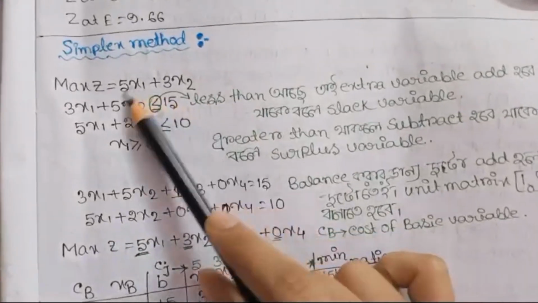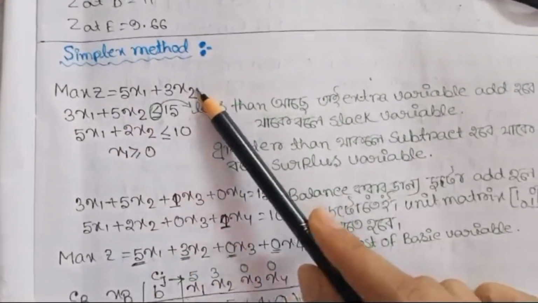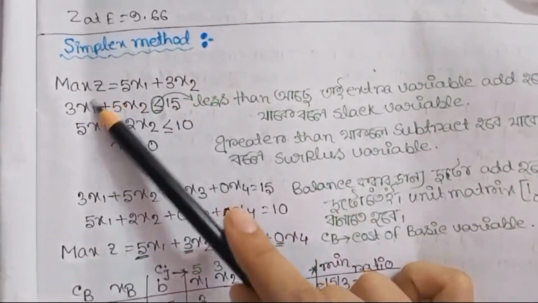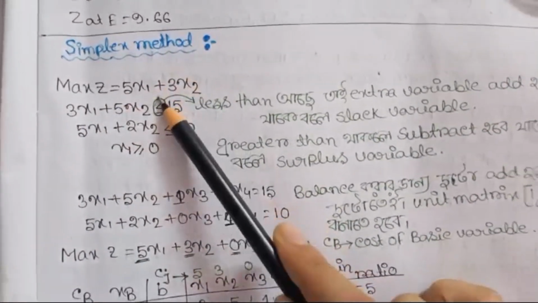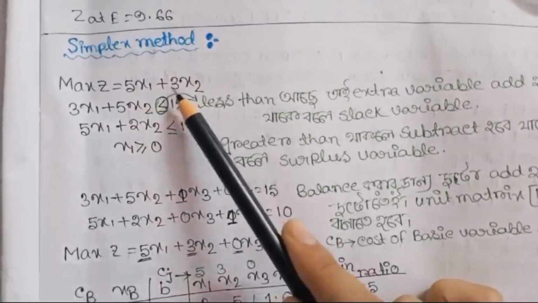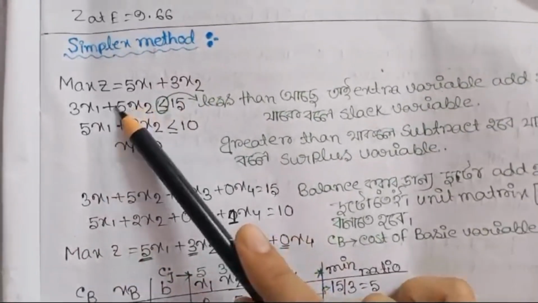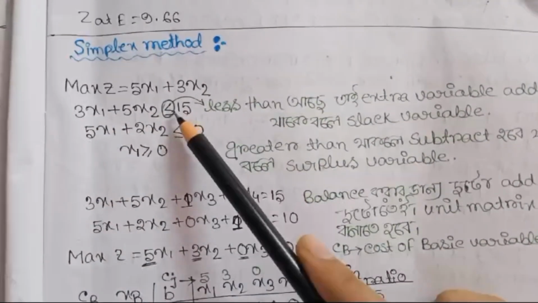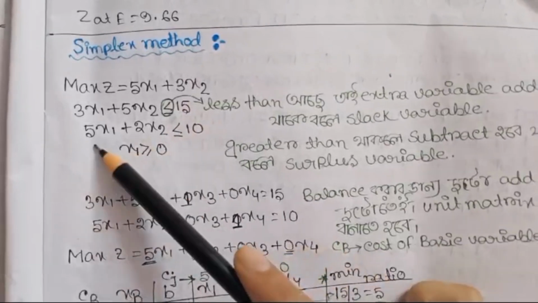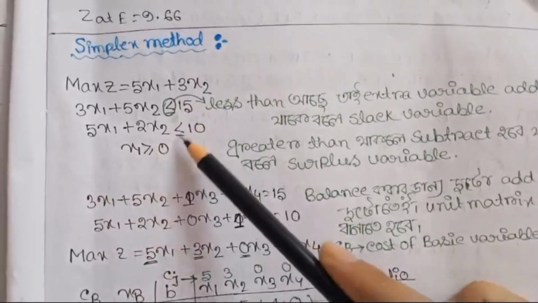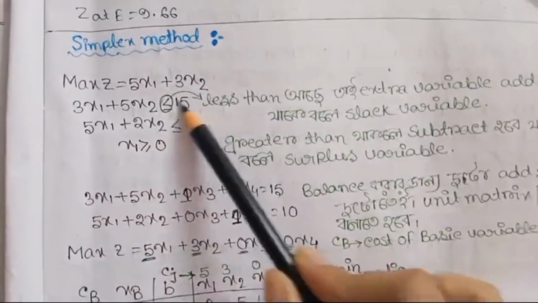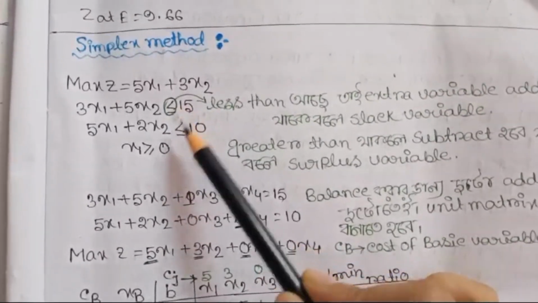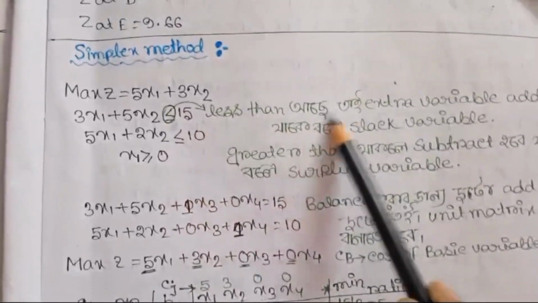This is one of the important questions from the normal simplex method that we have to solve. Here we have to maximize the objective function 5x1 plus 3x2, and the two constraint functions are 3x1 plus 5x2 less than or equal to 15, and 5x1 plus 2x2 less than or equal to 10, where in both of these functions there is a less than sign.